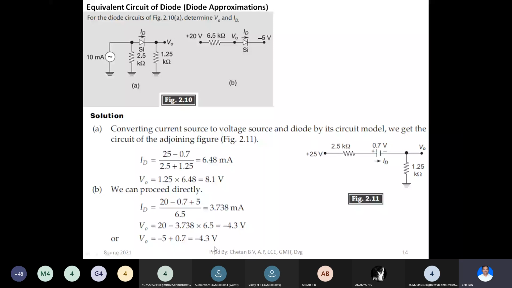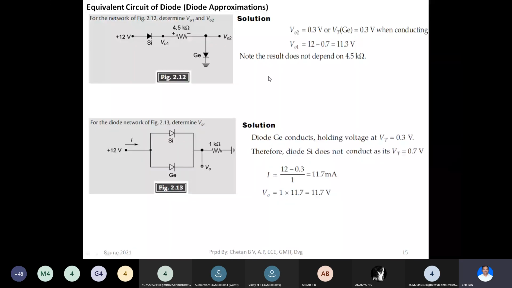So in the last class, we solved this problem where we have a silicon diode and a germanium diode together. A 12 volt DC source or battery is connected to the silicon diode. The cathode end of the silicon diode is labeled V01. From this V01, a resistance of 4.5 kilo ohm is connected to one end of the germanium diode, that is, the anode of the germanium diode is connected to this. This node is also called V02.